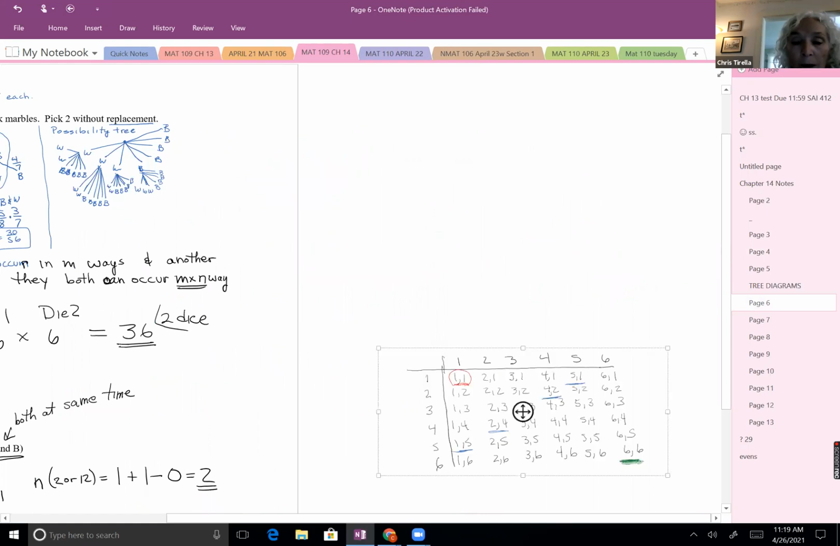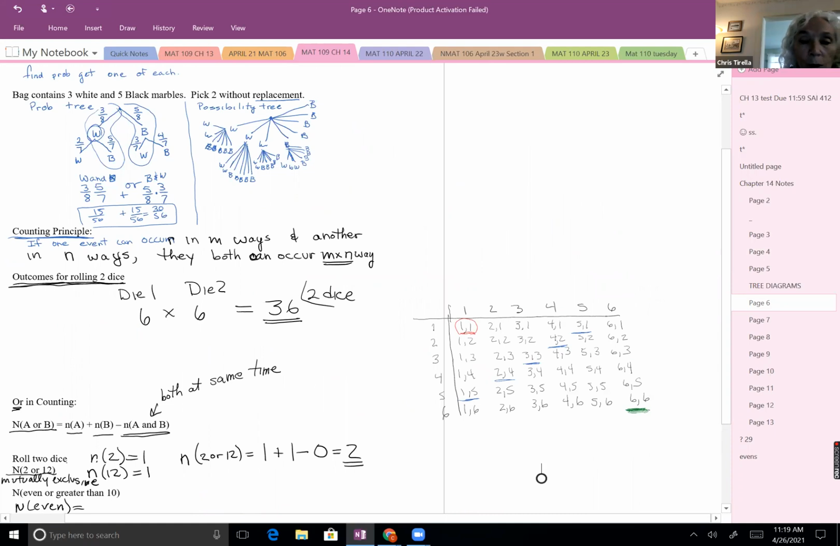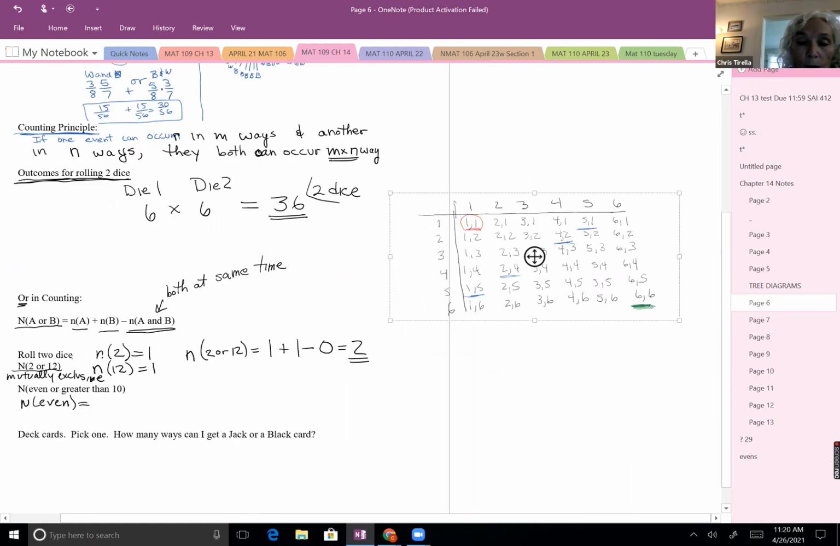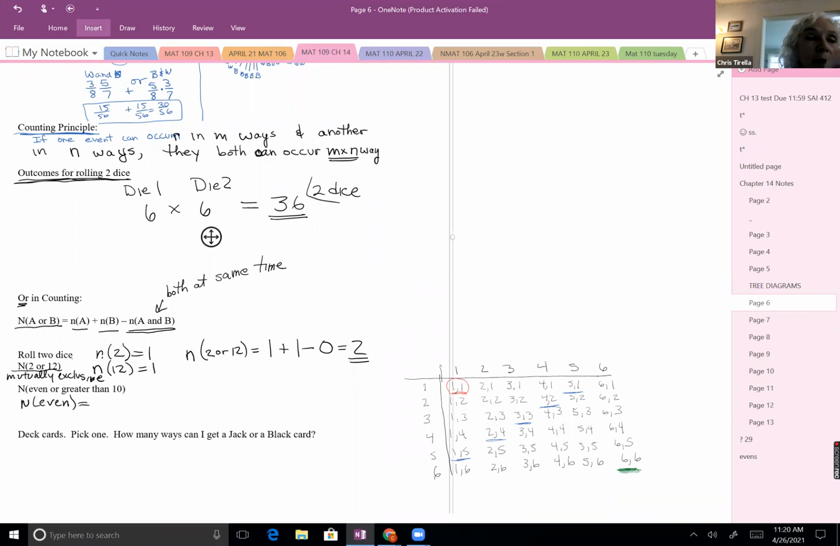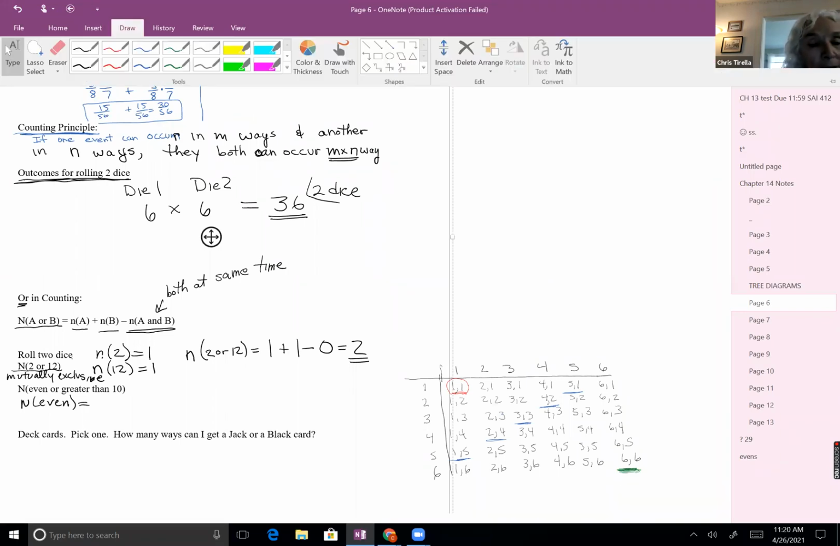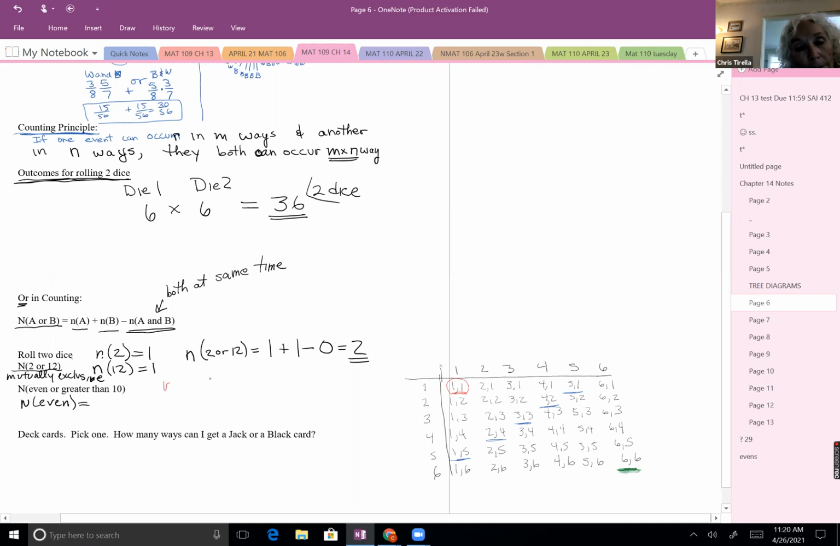So here I'm going to circle the evens in red. The sum of 2 odd numbers is even, the sum of 2 even numbers is even. And as I circle the even sums in red, does everybody see that it would be half of the 36 outcomes, so that the evens is 18.